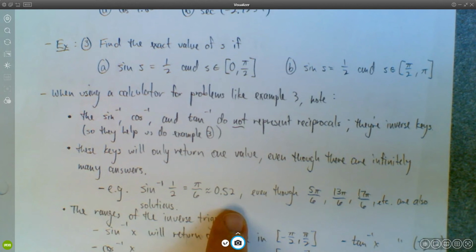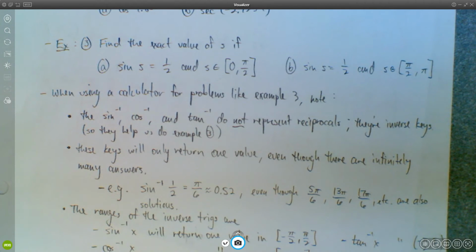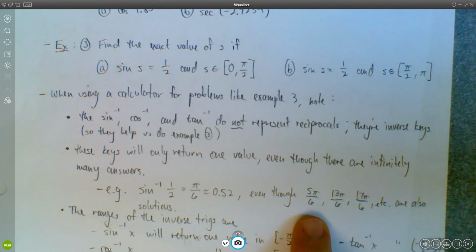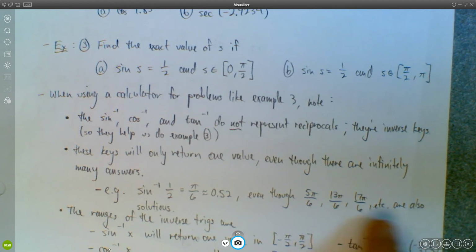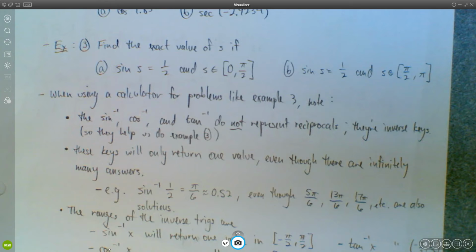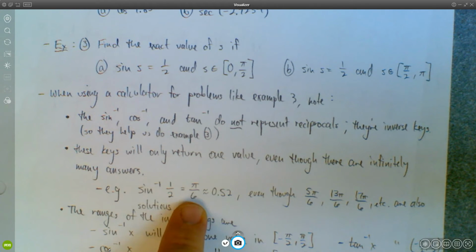But there are actually infinitely many angles such that sine S equals 1/2, right? We just saw in the previous example 5 pi over 6 would do the trick as well. So 13 pi over 6, 17 pi over 6, and so forth. These are all solutions. So there are infinitely many, but the sine inverse key is only going to return one value.